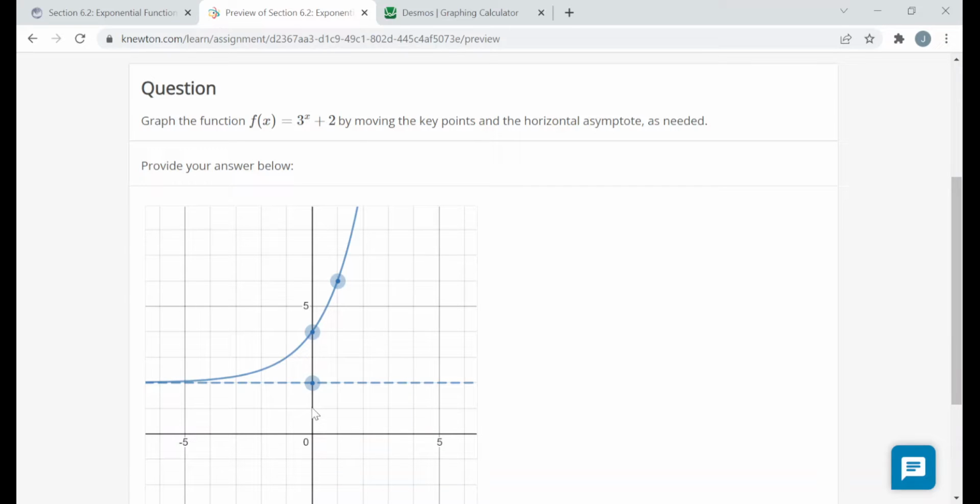Okay, so let's move the asymptote first, right? The asymptote, instead of being the x-axis, will move up 2 units. So it's y equals 2 here. And then you move the points. So let's do that instead.